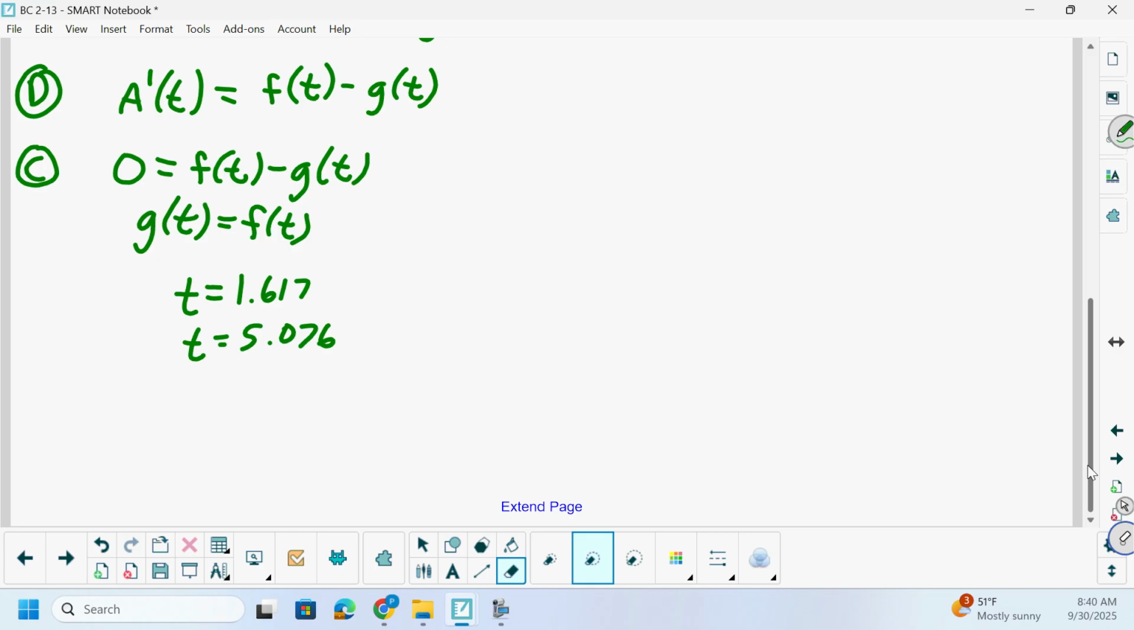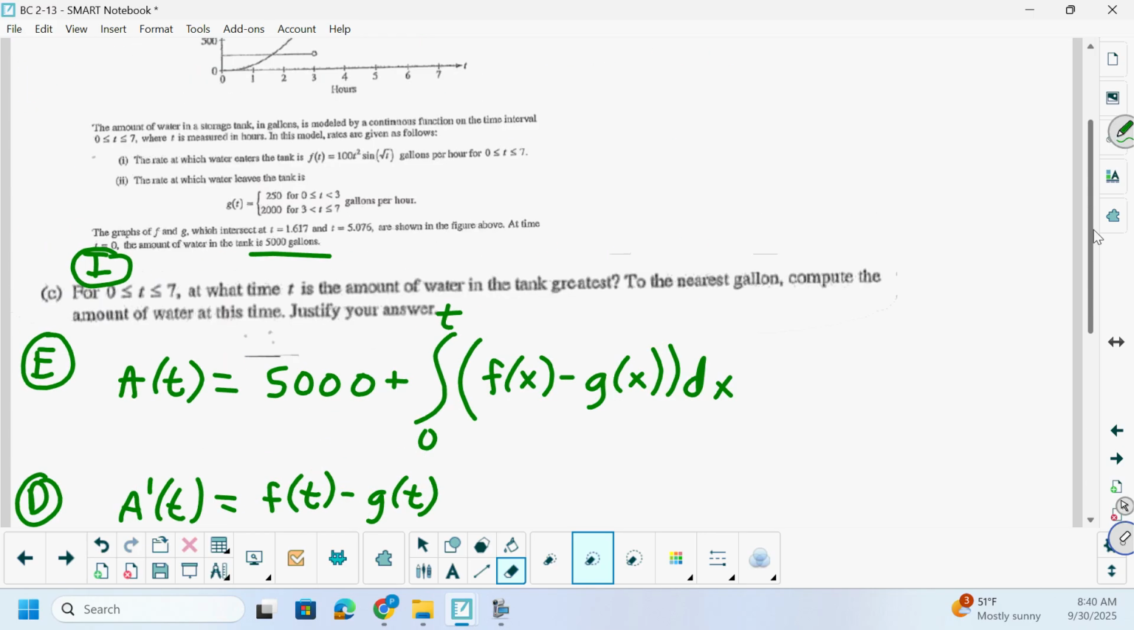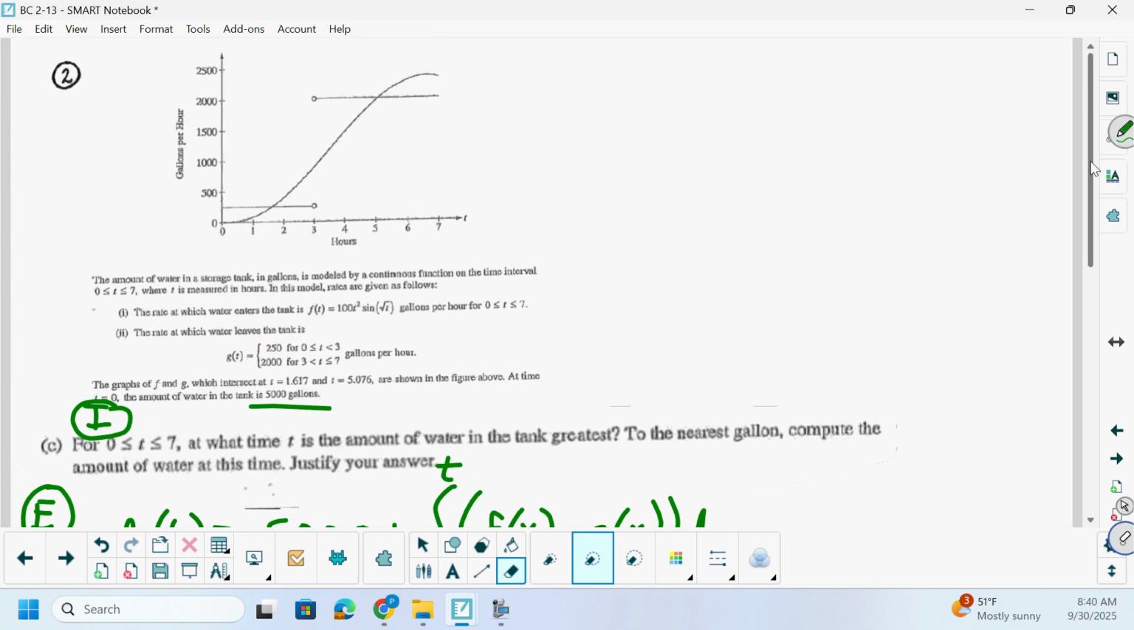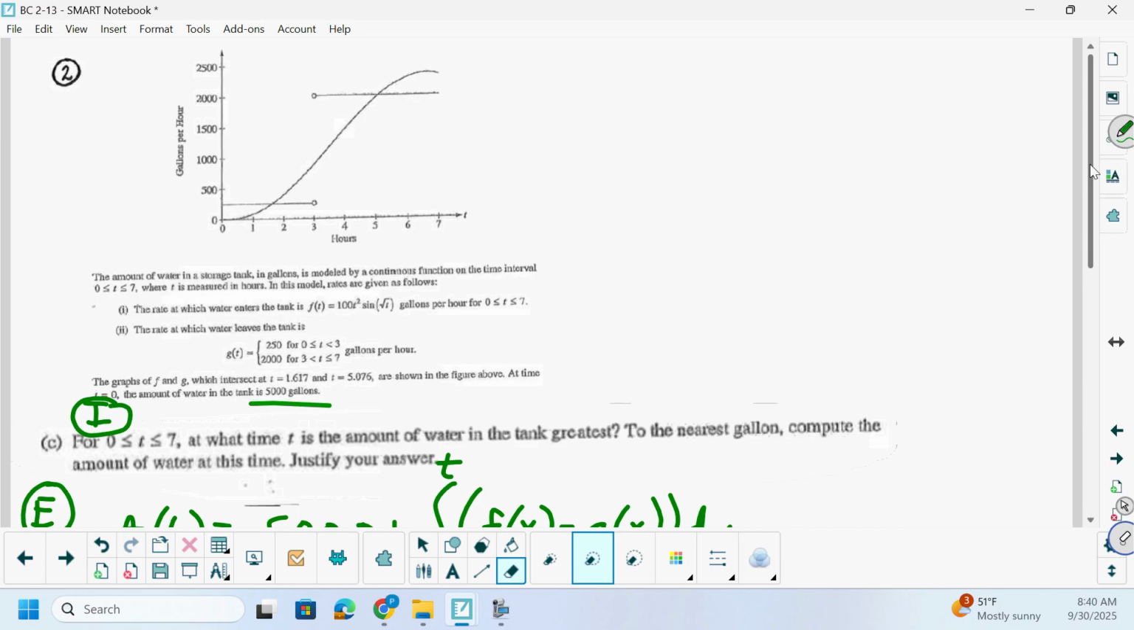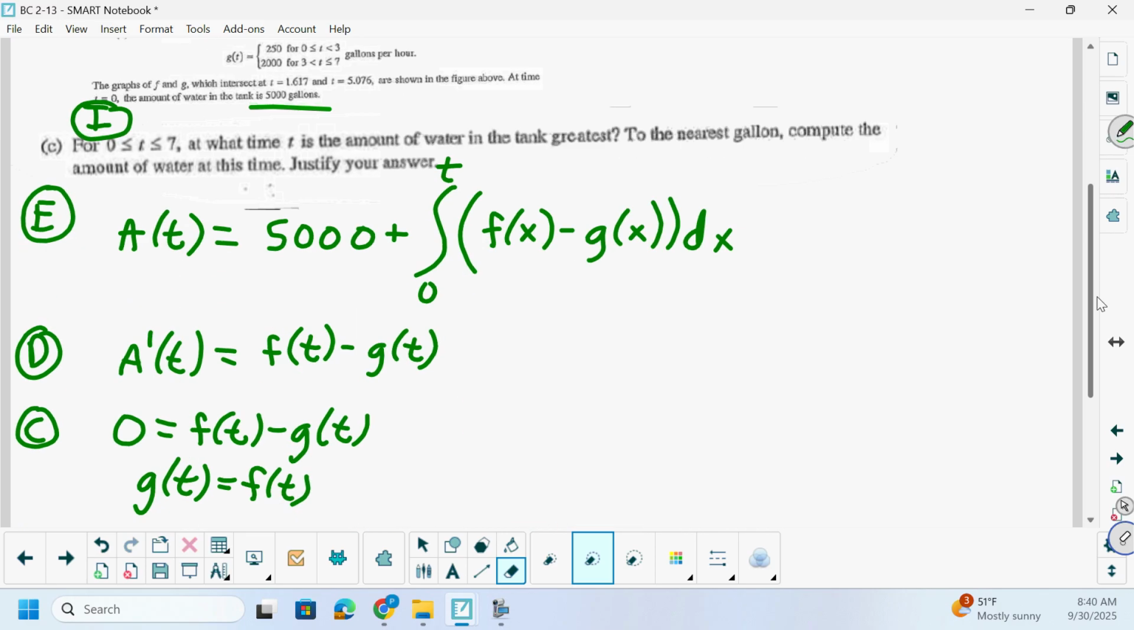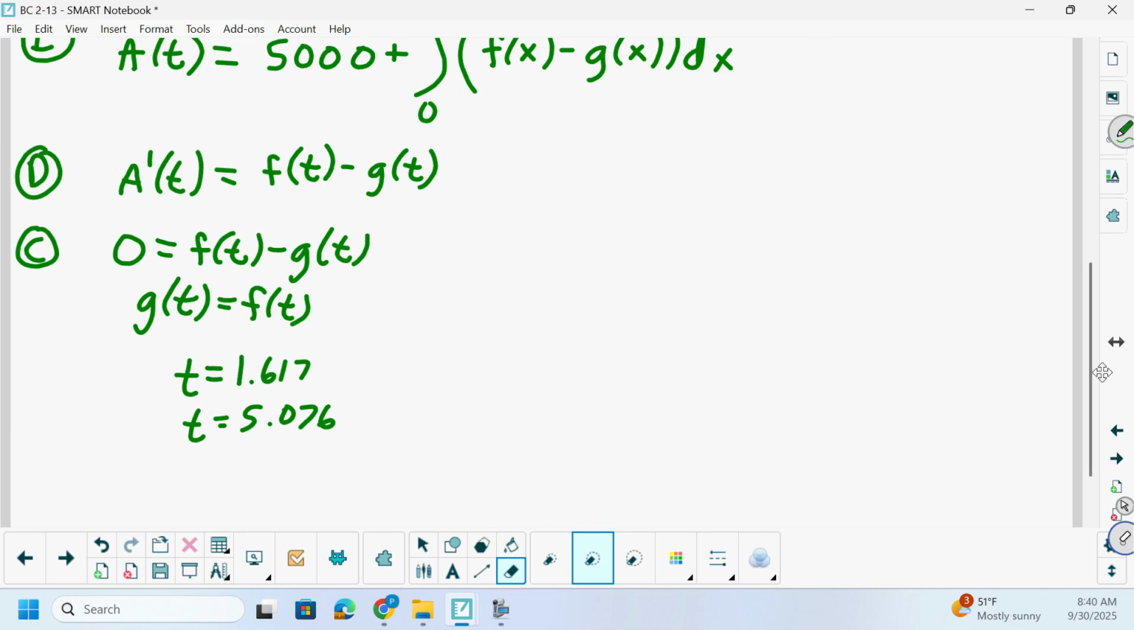5.076. Now when it comes to our number line, we also need to consider places where the derivative didn't exist. So in our picture, notice at t equals 3, our rate for g of t did not exist. So we're also going to have to put 3 on our number line as well. So we'll now do our test.